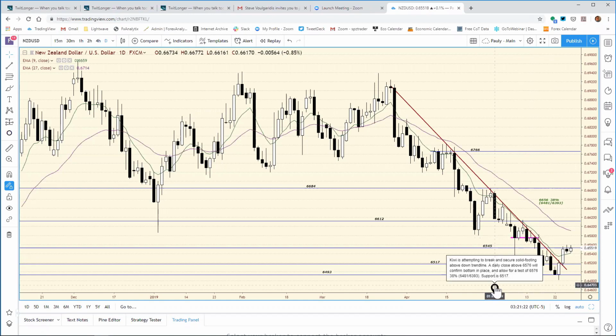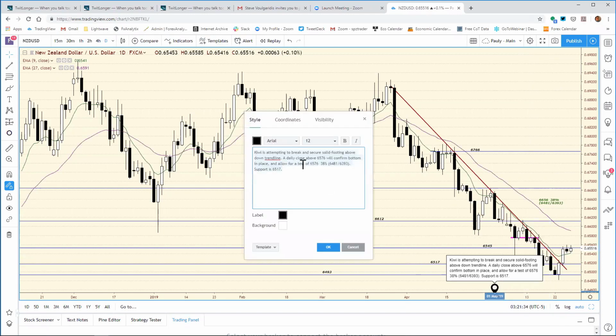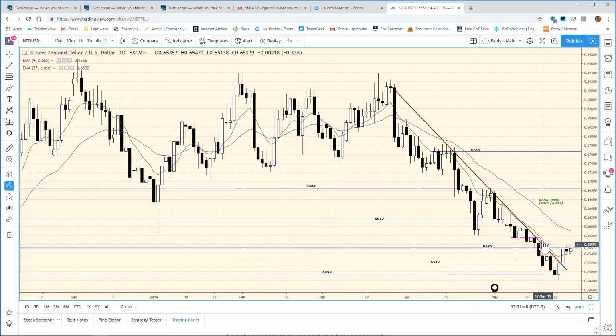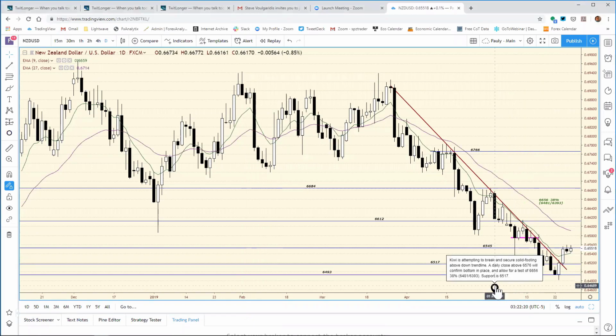So let's go on and go here. There we go. So if we can get this daily close above 65.76, that'll allow a test up here to 66.56 at 38%. So that's going to be our resistance here, 65.76, still trading relatively tight, and support being 65.17 right there. So let's go and mark that up.